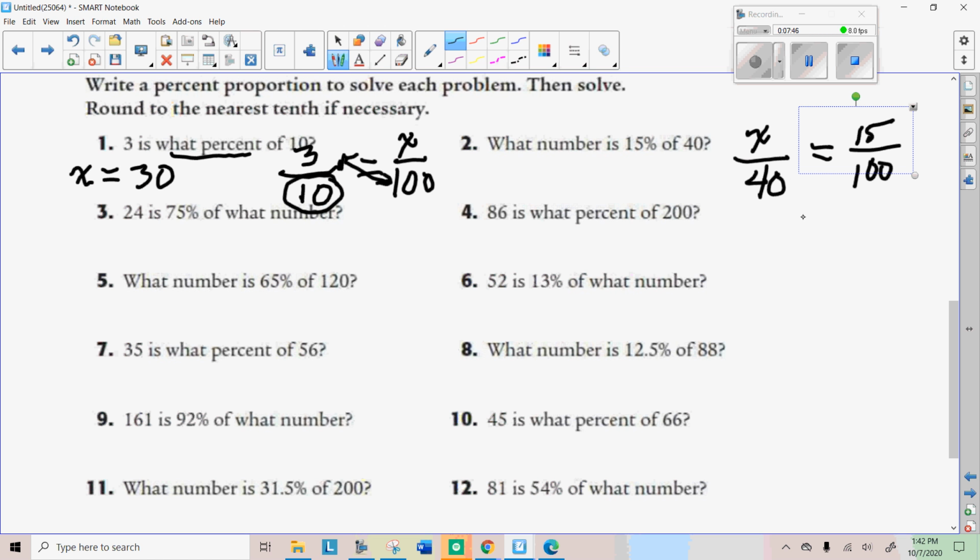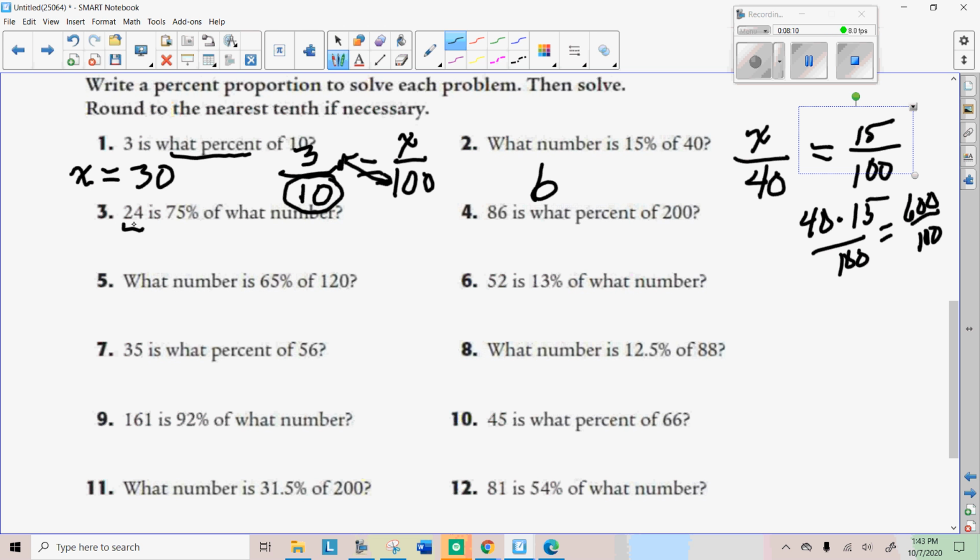So we're going to do 40 times 15. And we're going to divide that by 100. 40 times 15, I believe, is 600. Divided by 100 equals 6. So 6 out of 40 is about 15%. And yeah, that makes sense. 6 out of 40. Okay.